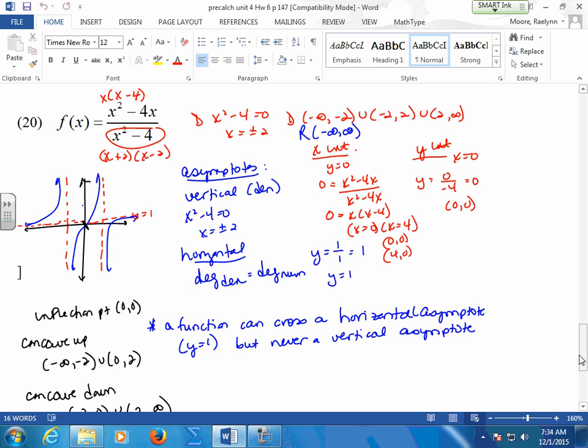Did I put a range up here? Yeah. The range was all real numbers. Even though y equals 1 is an asymptote, your function can cross through a horizontal asymptote. So then you're going to have to count that in your range. It can never cross a vertical because that's part of your denominator restriction. So you'll never see it cross a vertical one, but you'll see it cross a horizontal one.